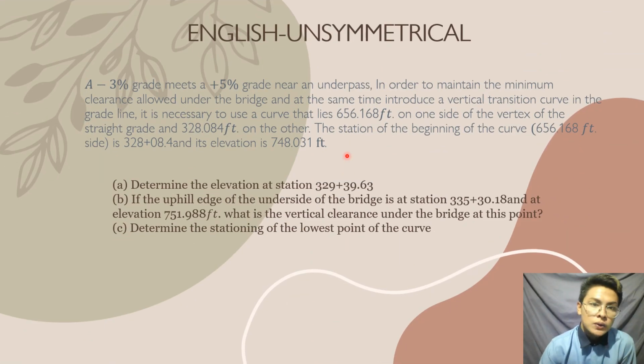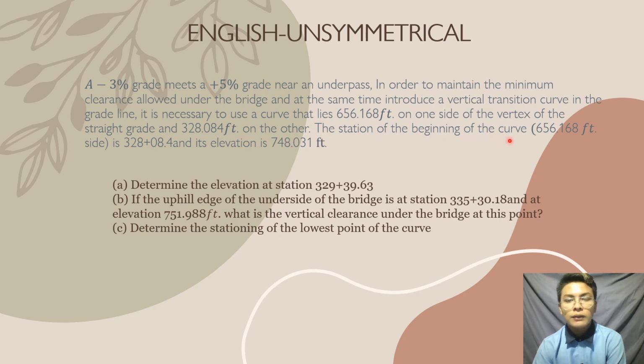Next is the problem using English units and a symmetrical curve. A negative 3% grade meets a positive 5% grade near an underpass. In order to maintain the minimum clearance allowed under the bridge and at the same time introduce a vertical transition curve in the grade line, it is necessary to use a curve that lies 656.168 feet on one side of the vertex of the straight grade and 328.084 feet on the other.